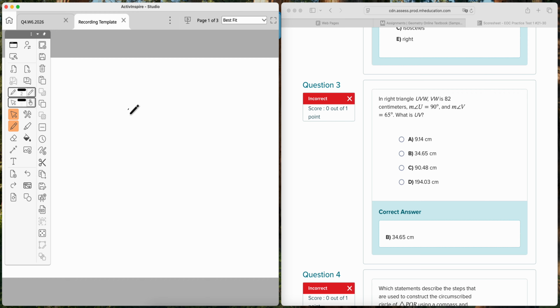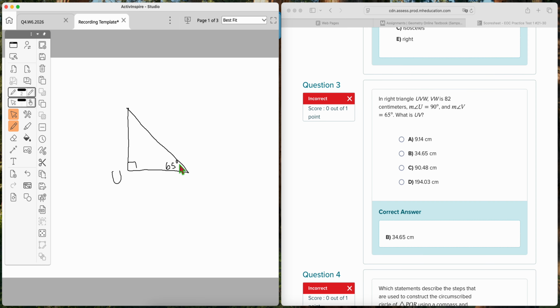So first it's a right triangle, so let's just draw a right triangle, the best I can do. And UVW are the letters, but I don't really know which goes where yet. VW is 82 centimeters. I'm going to skip past that and look at the measure of angle U is 90. So the 90-degree angle is where the U is. Make sure my U doesn't look like a V. Okay, right. And so it just says the measure of angle V is 65, so that could be either of these. Let's just make this one V.